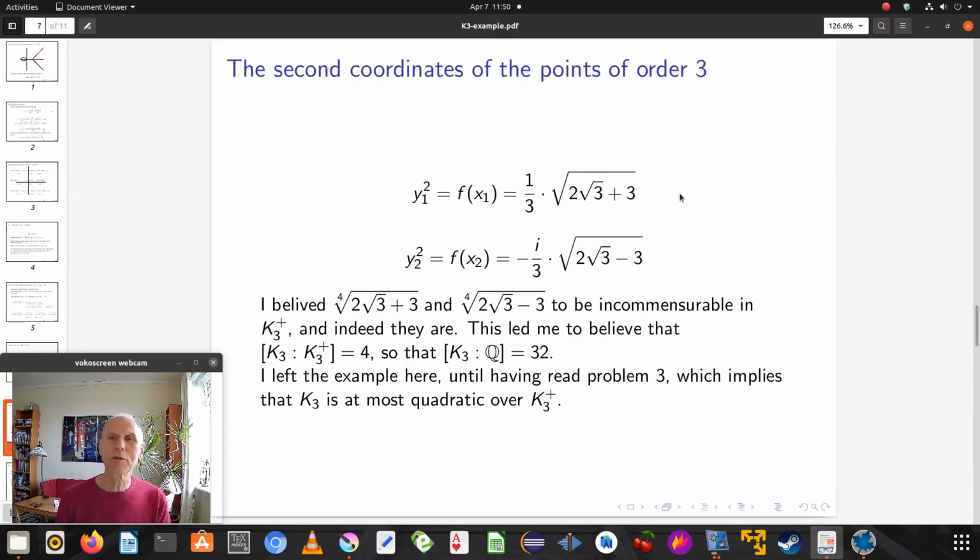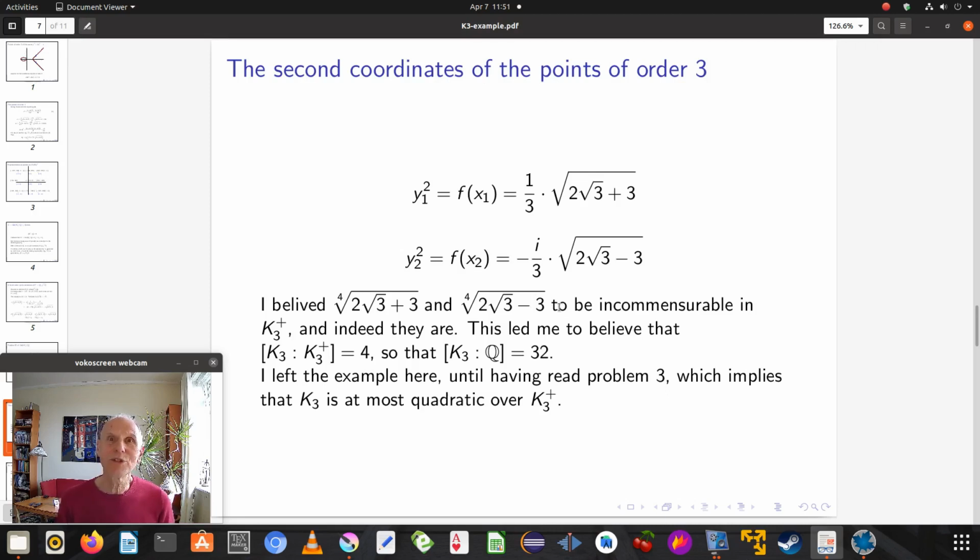Now I wanted to include the second coordinate of the points of order 3. So computing the function gives this. I didn't do that by hand, I just let Maple do that. So we get the fourth root here and the fourth root here, and I believe them to be incommensurable over K3 plus. That is, the fraction doesn't lie in K3 plus.